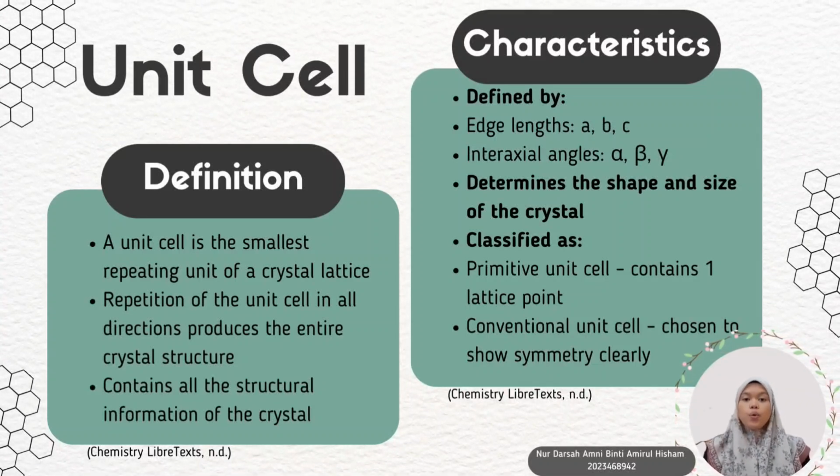A unit cell is the smallest repeating unit of a crystal lattice that represents the overall structure of the crystal. When this unit cell is repeated in all three dimensions, it will form the entire crystalline solid. Based on the chemistry Liebert text again, a unit cell contains all the essential information about the arrangement and also the symmetry of the particles in the crystal. Different types of unit cells exist, such as simple cubic, body-centered cubic, and also face-centered cubic, and these affect how efficiently particles are packed in the solid. With this understanding of crystal structure and unit cell, we can now move on to the different types of crystalline solids and their properties, which will be explained by the next presenter.